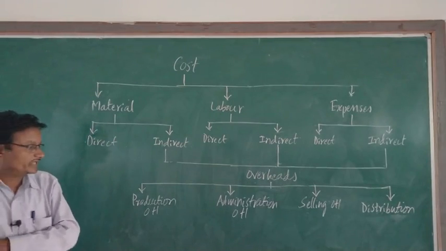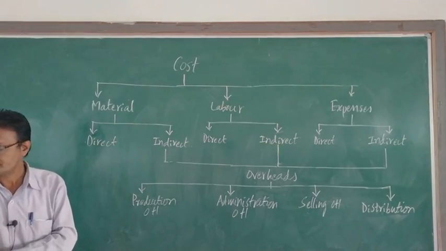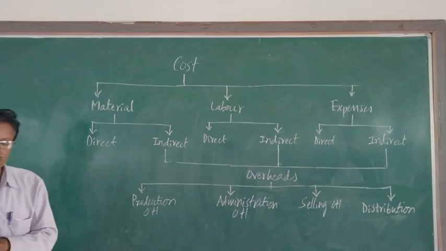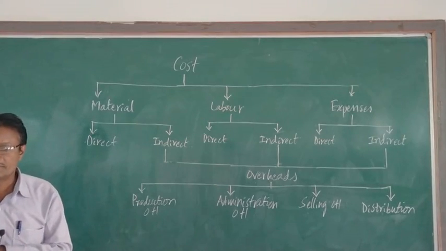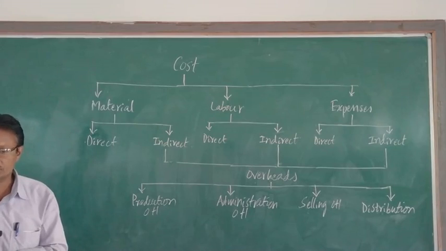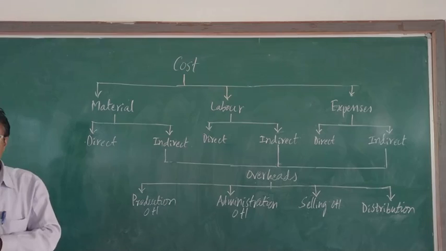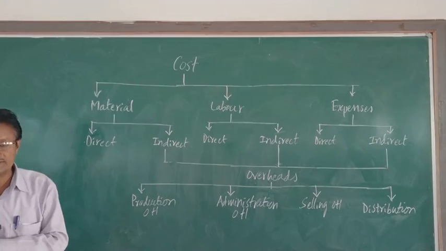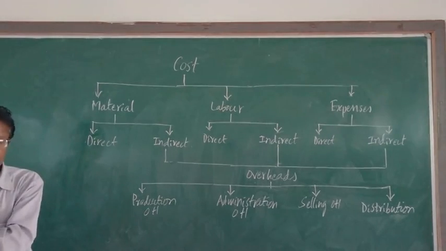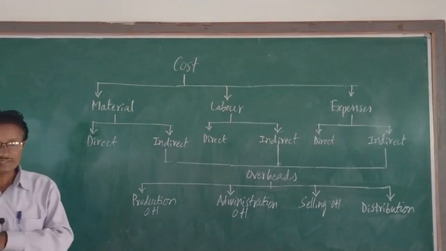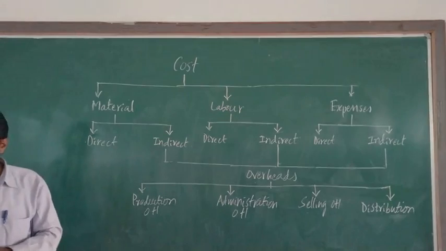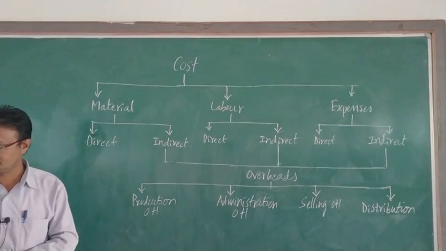Next, what are semi-variable or semi-fixed costs? These are the costs which are partly fixed and partly variable. So, they are affected partly by the fluctuations in the level of activity. Fluctuations mean increase or decrease in the level of activity. These are partly affected. That means they are partly fixed and partly variable. For example, salary of supervisors, maintenance and repairs, telephone expenses, etc.